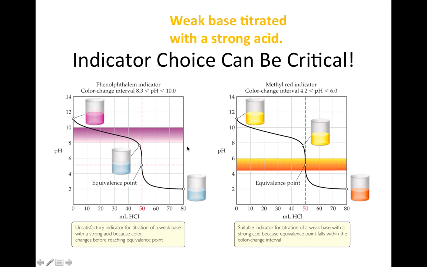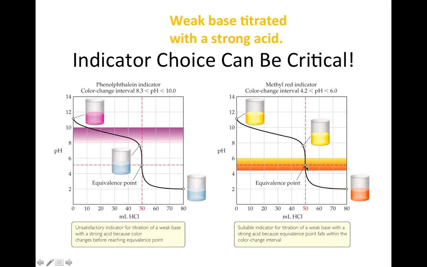Here we've got our phenolphthalein color change and our methyl red color change. And if we pick phenolphthalein here, it's going to start changing color around pH 9, and that's far before the equivalence point at like pH 5 point something. So the phenolphthalein is not going to give us any useful information here.